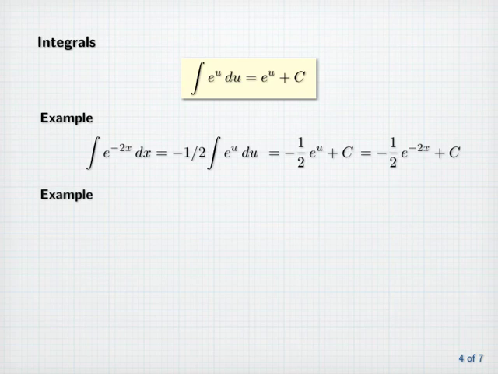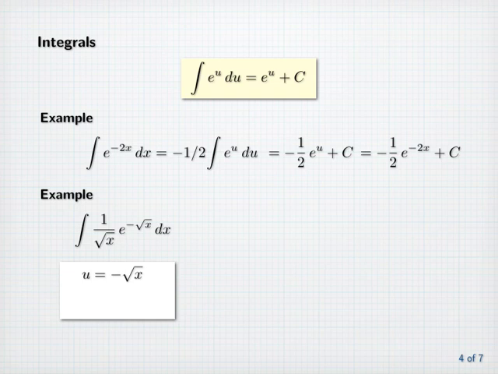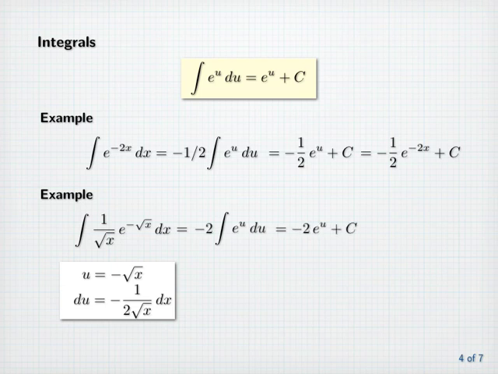Another example. The indefinite integral of 1 over the square root of x times e to the minus square root of x dx. Here we'll substitute for the exponent, minus square root of x. We compute du, obtaining minus 1 over 2 times the square root of x times dx. So we have the integral of e to the u, and 1 over the square root of x times dx is equal to minus 2 du. So we have minus 2 times e to the u plus c, and now replacing u with minus the square root of x gives us minus 2 e to the minus square root of x plus c.